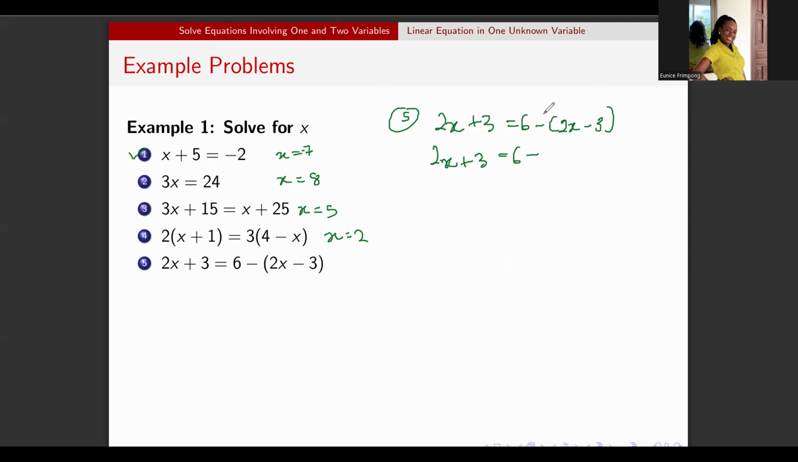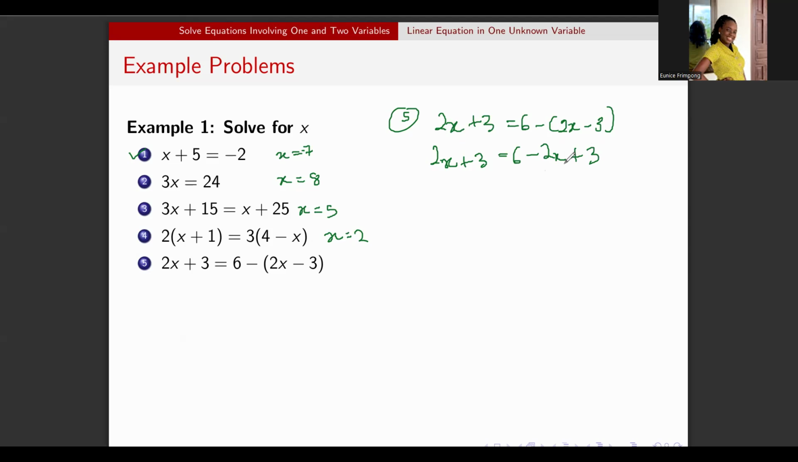Now, once you see minus, there's usually a 1 here we don't write, okay? So I'm saying it's going to be like minus 1 multiplying positive 2x, and that's going to give me minus 2x. Now, minus 1 times minus 3, or simply minus times minus 3, is going to give me a positive 3. So now that I've been able to remove the bracket, the next thing is to group the common terms.